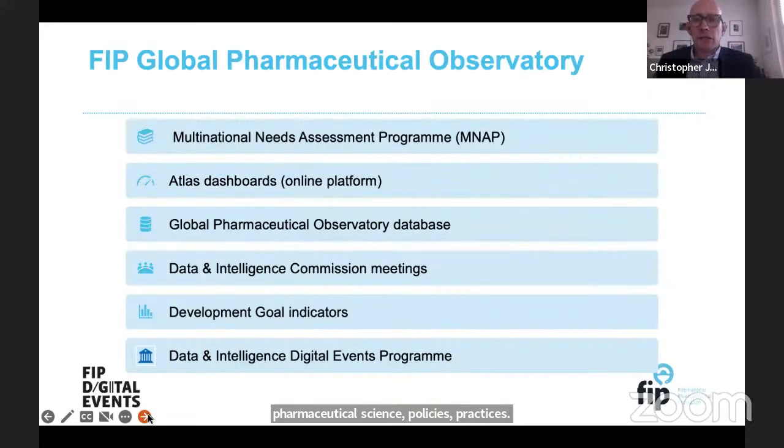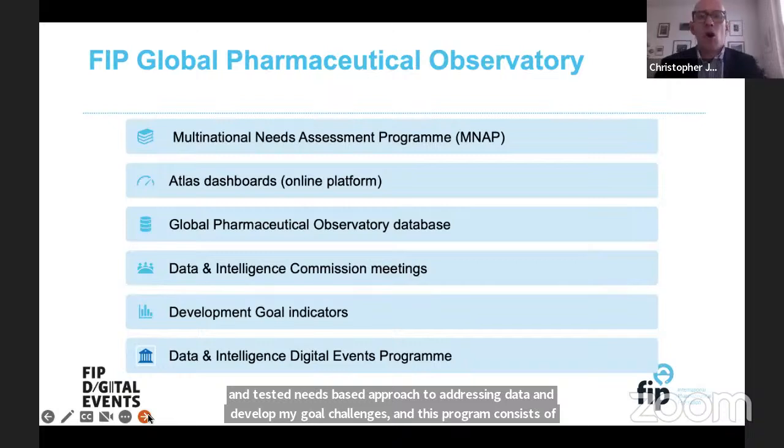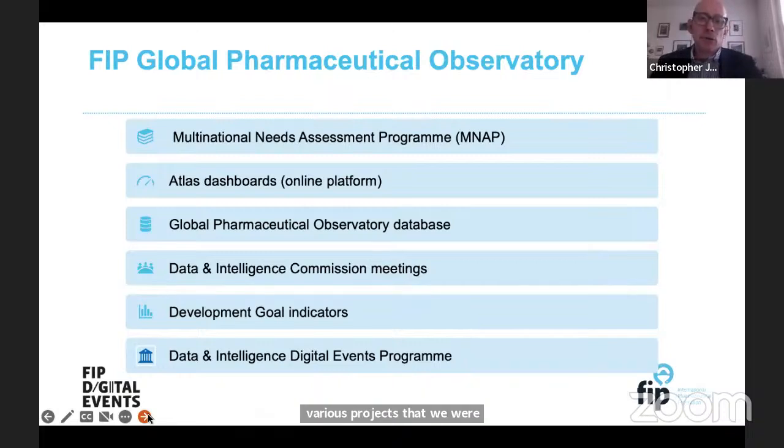Just briefly going to show you the work of the Global Pharmaceutical Observatory, the GPO. The real first stream of work is the Multinational Needs Assessment Programme, where we continue to take a tried and tested needs-based approach to addressing data and development goal challenges. And this programme consists of various projects where we focus in on particular needs-based approaches. So one project we did earlier in the year is about booster vaccination and nations' needs to widen access to vaccinations and using pharmacists to do that.